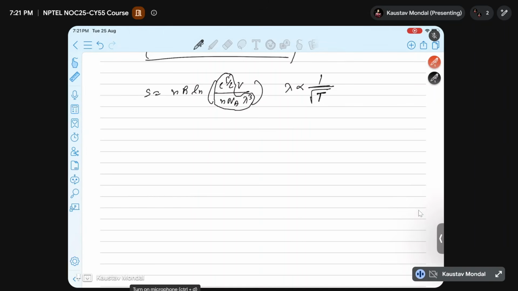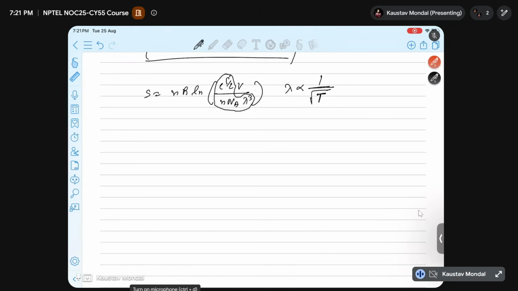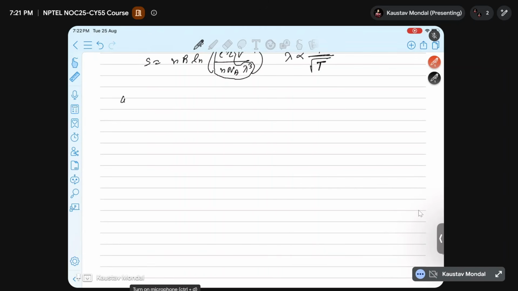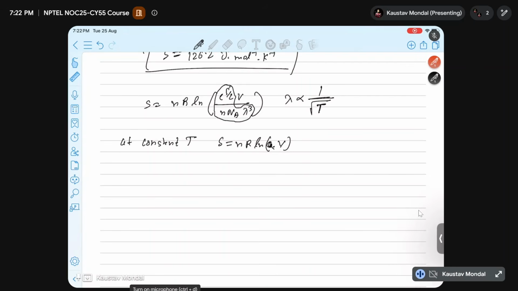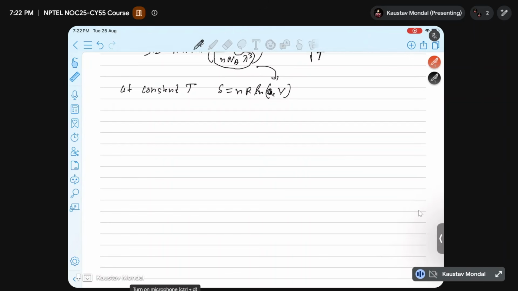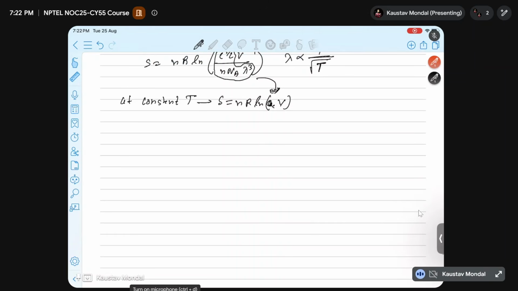So if you keep the temperature constant, this whole quantity that is multiplied with volume becomes a constant. At constant temperature we can write this entropy as nR into ln of A V. So we have taken this whole quantity as a single constant A, multiplied by this expression. Now it helps us to work with this equation in an easier fashion.